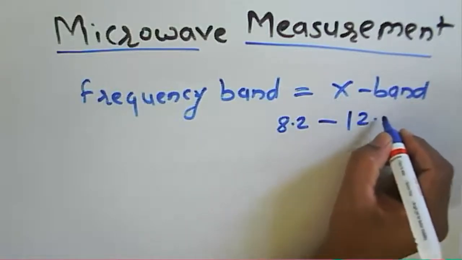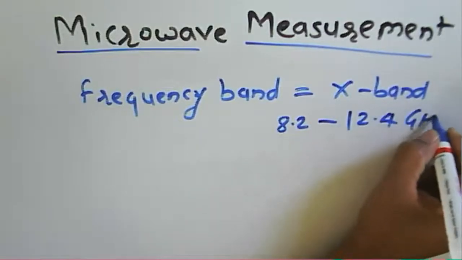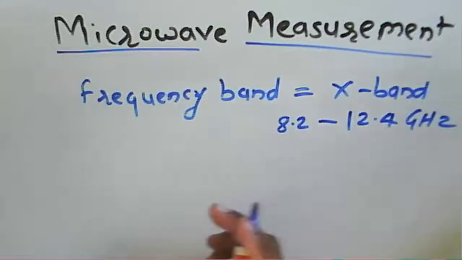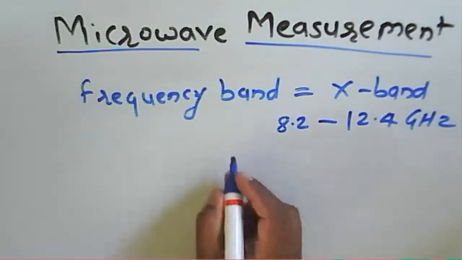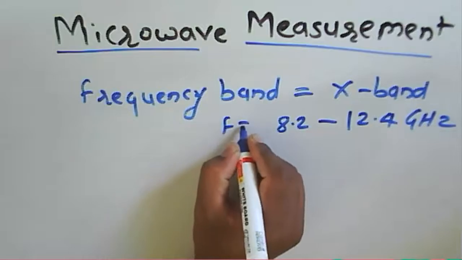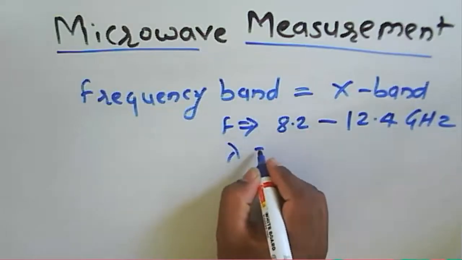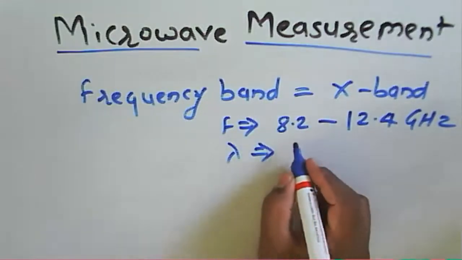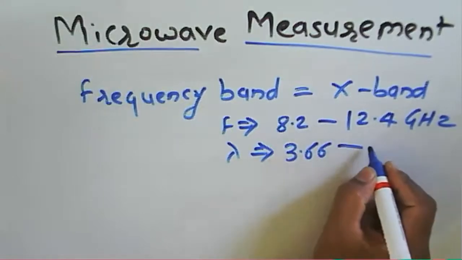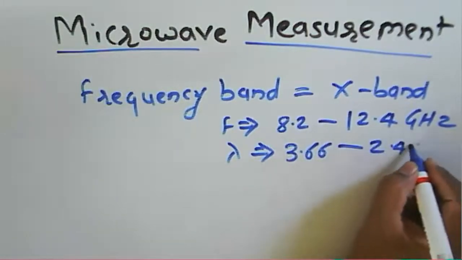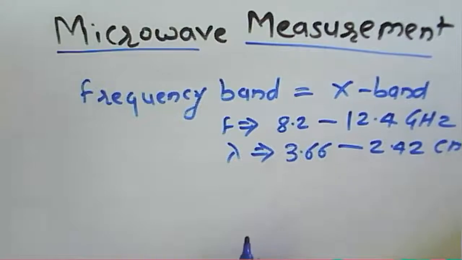So that will be 12.4 gigahertz. Generally we say 8 to 12 gigahertz approximately for the given particular band. And then this one is about the frequency. And what will be the wavelength? So the wavelength is about 3.66 to 2.42 centimeter. Okay, that is about the wavelength here.